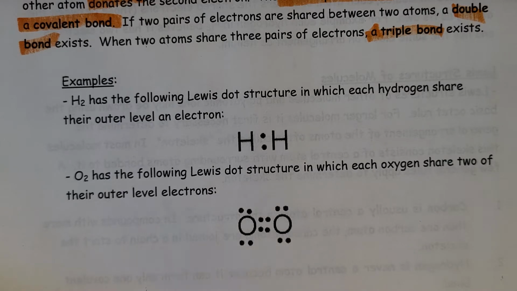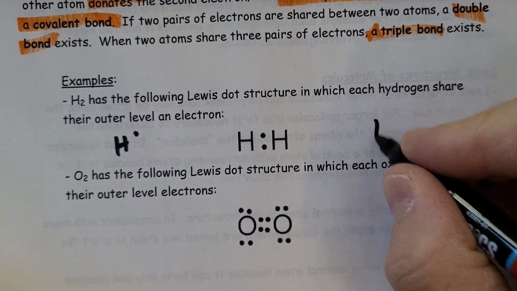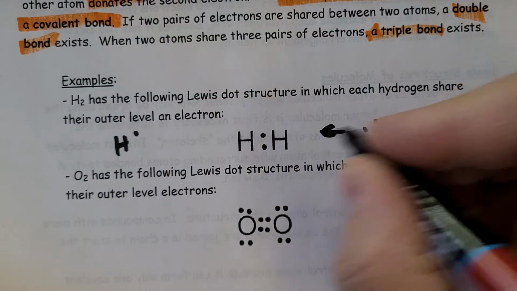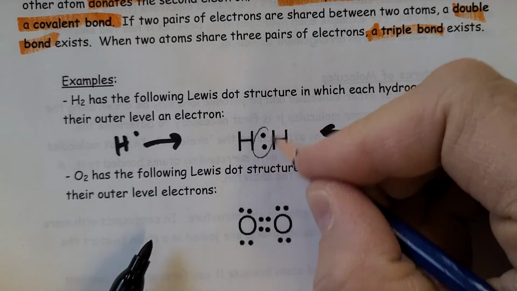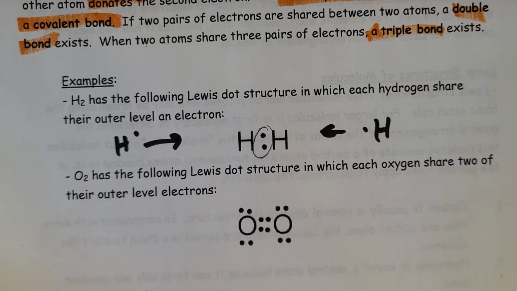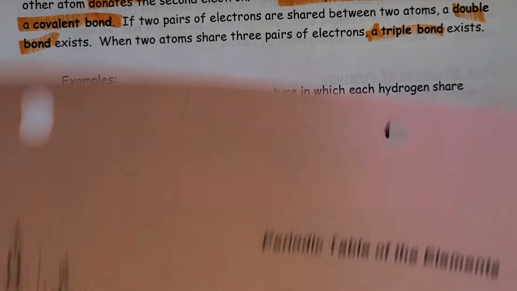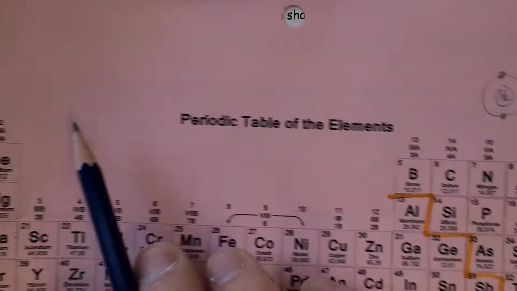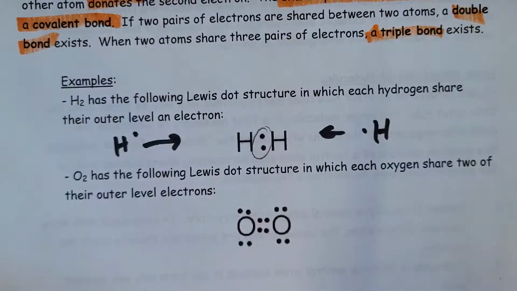Hydrogen has one valence electron. So if they come together, they can share a set. So if I cover this up, this hydrogen considers itself to have 2 electrons. This hydrogen considers itself to have 2 electrons. And if I look at hydrogen, the closest noble gas is helium. So the most it can ever have is 2.